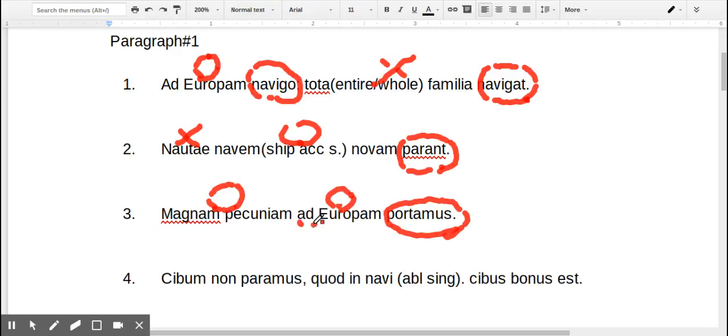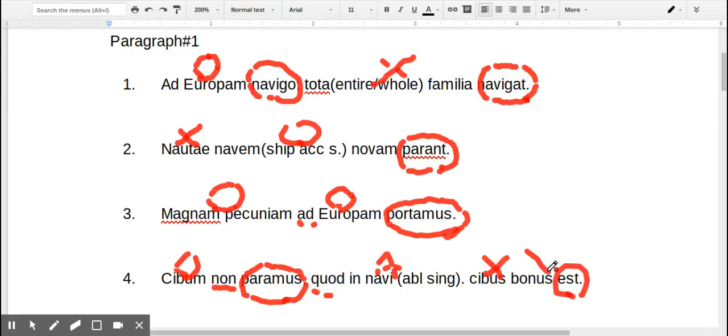Cibum non paramus. So go to my verb. We prepare, and I have an adverb here. We do not prepare food, quod, because on the ship is an ablative, and in can be translated in or on. On the ship, the food is good. Remember, est takes nominative on both sides.